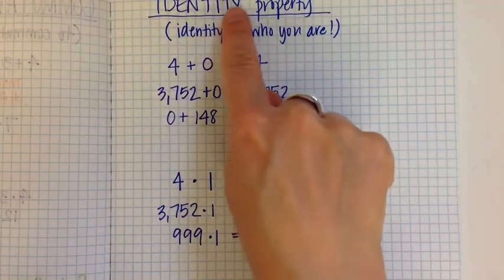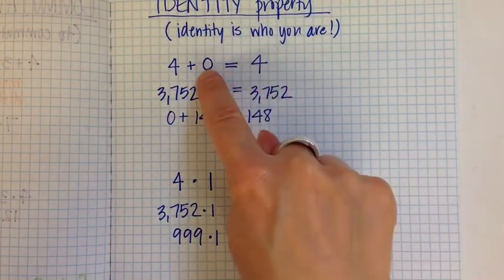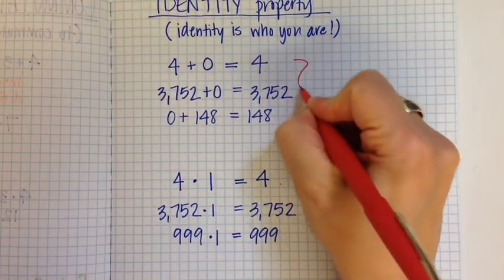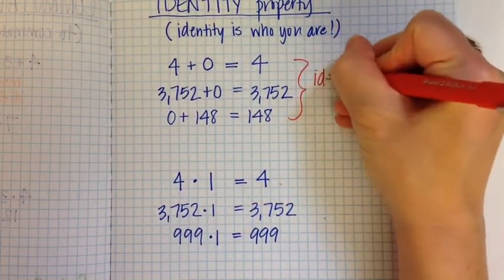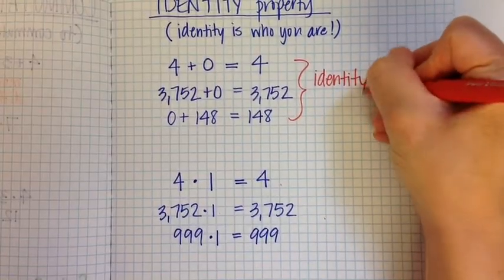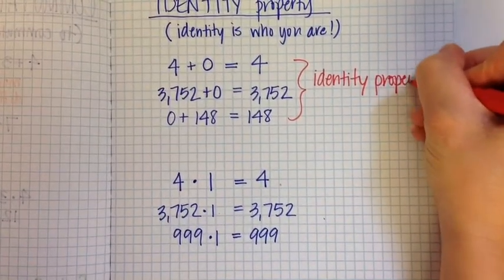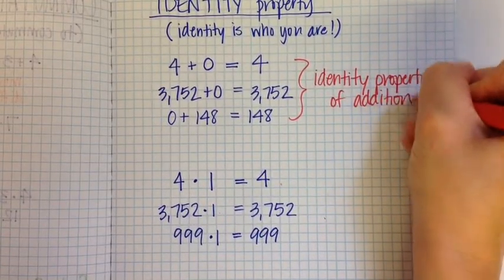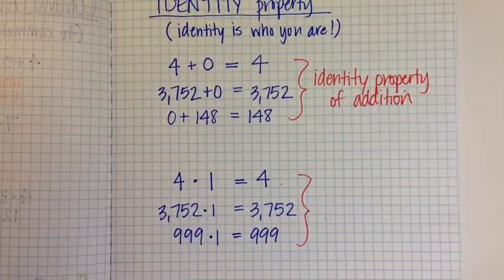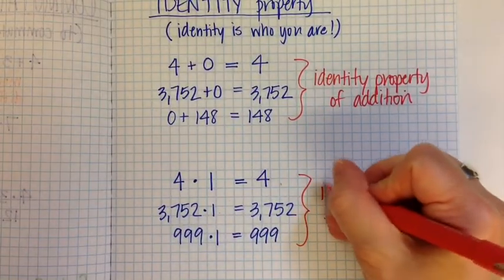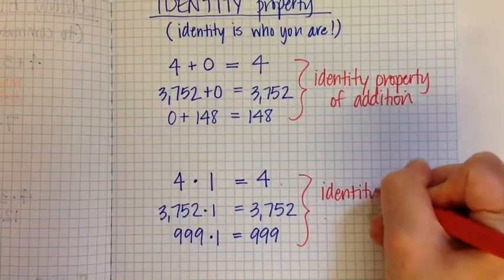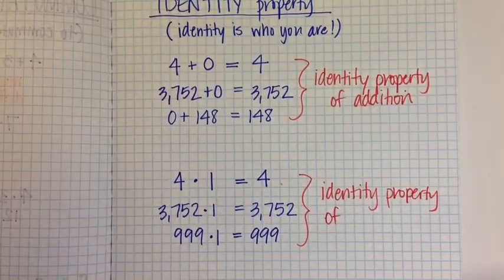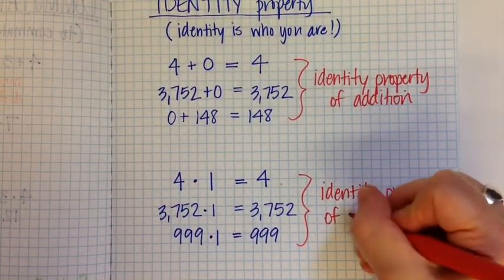Now, this property has a little bit different name based on whether I'm adding 0 or multiplying by 1. So this one here is called the identity property of addition. And this one here, I bet you know what it's going to be called because you're so smart. Identity property of, say it. Yep, multiplication.